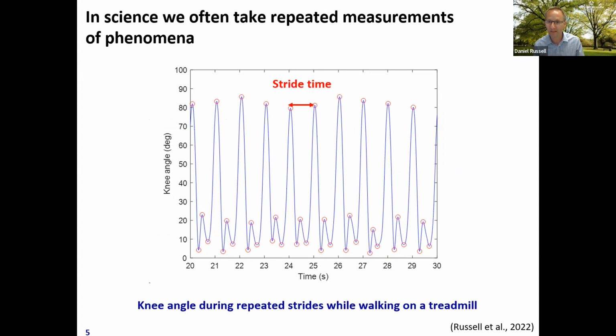We're looking for repeatability. And you can see here some data we've collected from a participant where we've got knee angle data. And the knee angle, you can see, varies across these different strides. It's not exactly the same angle each time it turns. And we can measure the interval of time between those peaks, and that tells us the stride time.